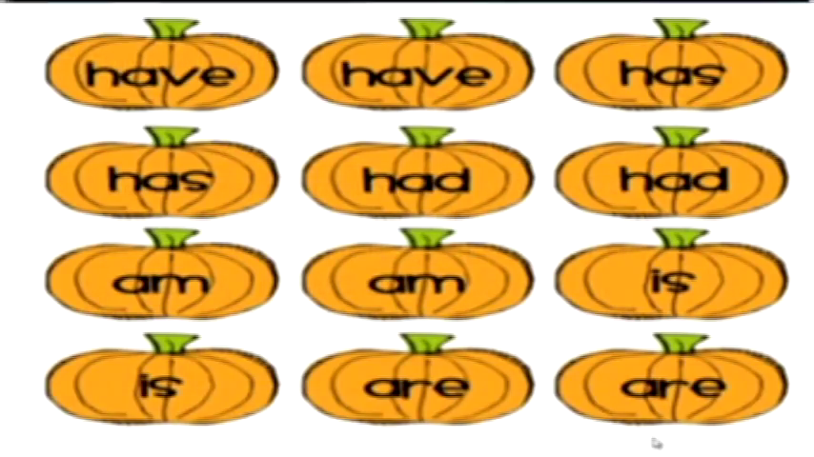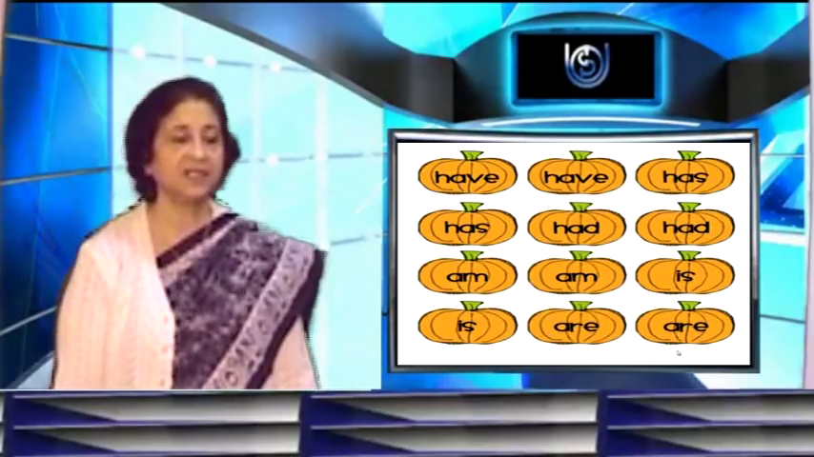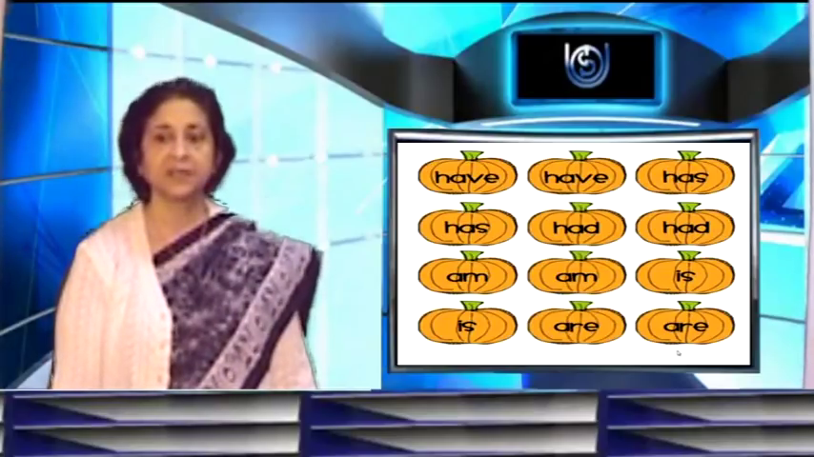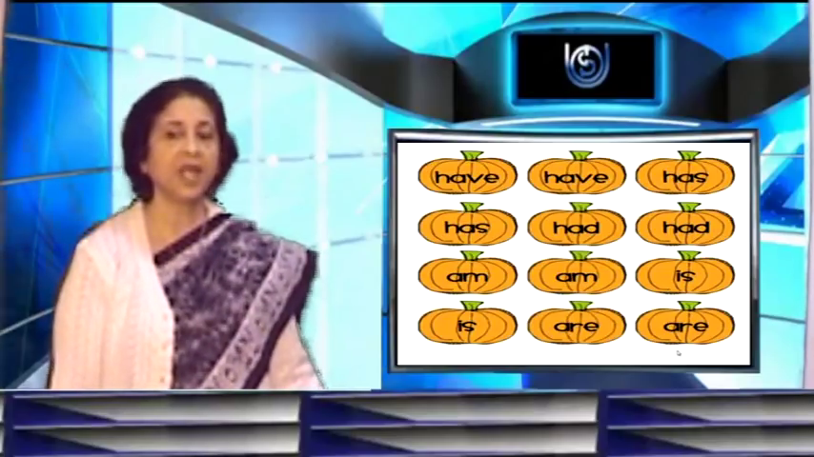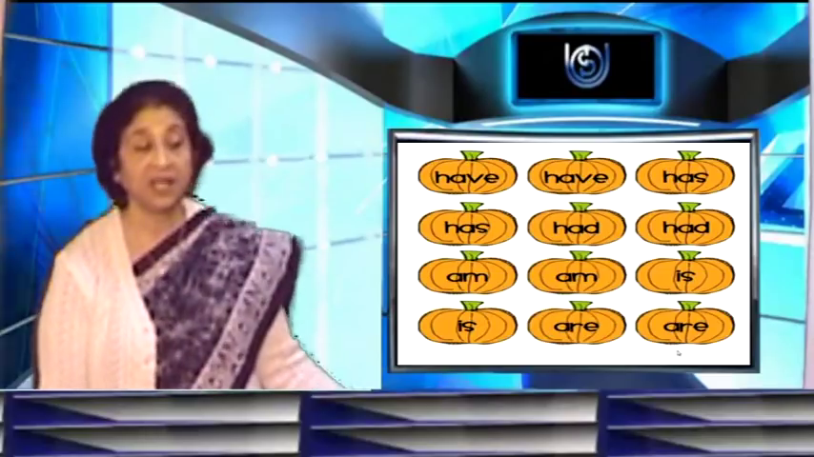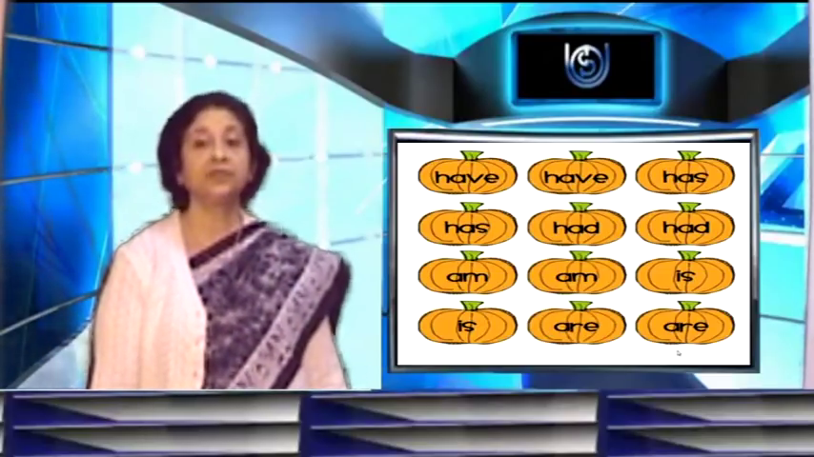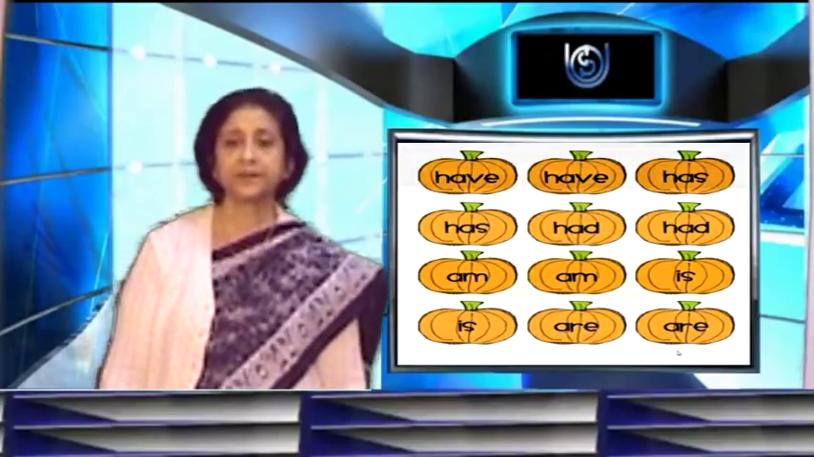Now have, has. Have is used with plurals. Has is used with singular. Am, is, are: am is used with singular, as I have already explained to you, singular and plural. And are, were are used with plurals.